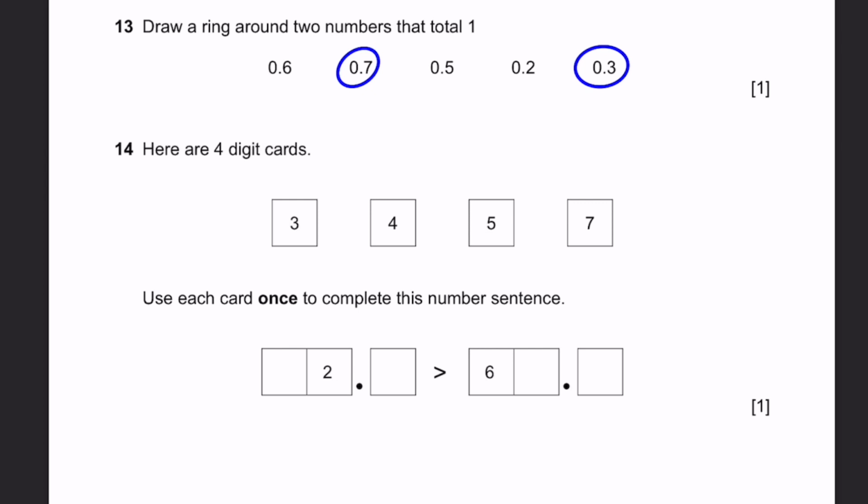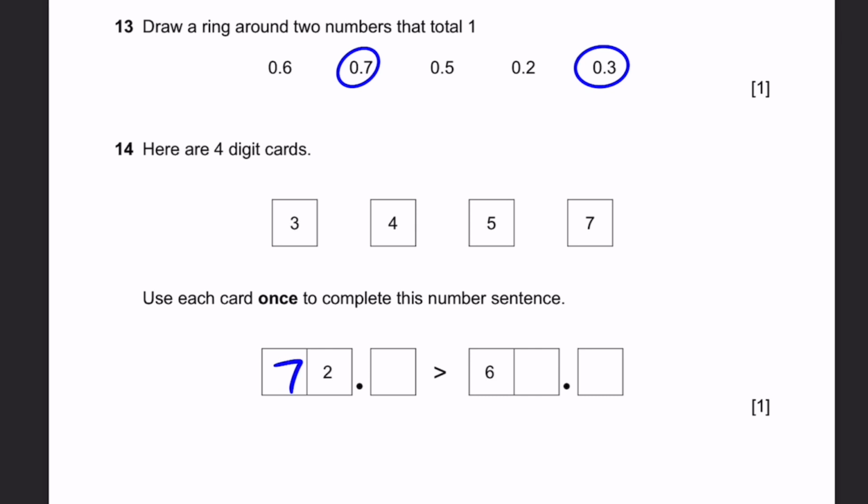Question 14. Here are 4-digit cards. Use each card once to complete this number sentence. Dash 2 point dash greater than 6 dash point dash. First, we need to compare the tens digit, right, if we're comparing two numbers. So this has to be greater than that, right? So if this is 6, that means this one has to be greater than 6, and the only number there is 7.